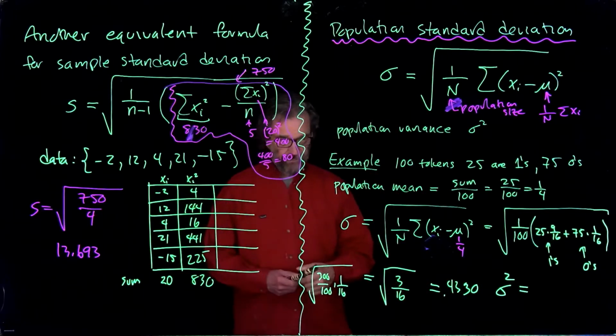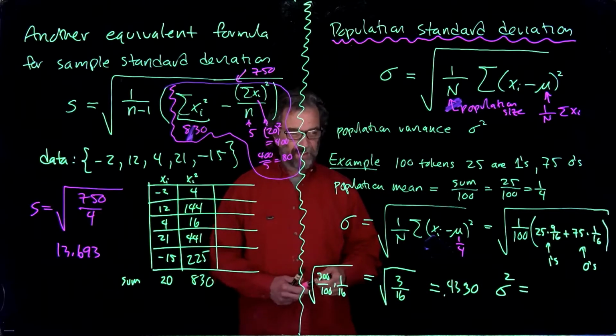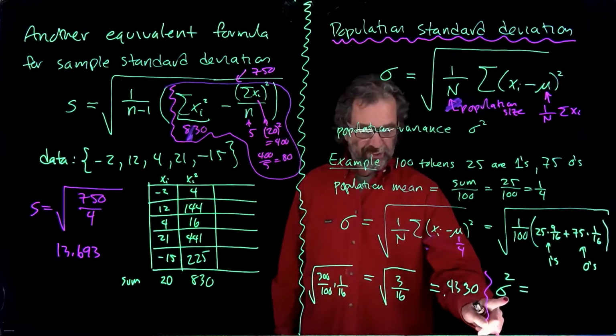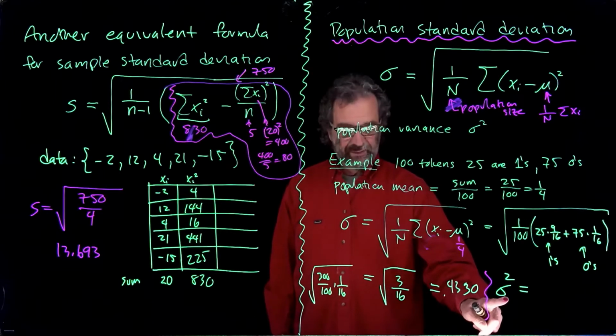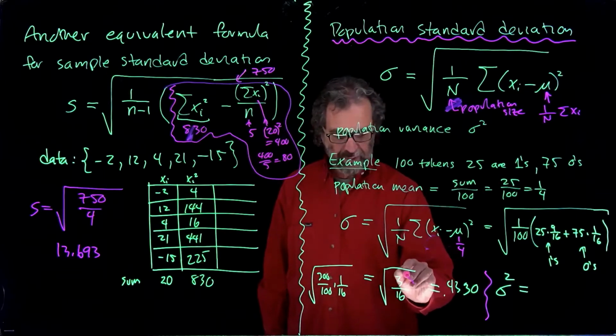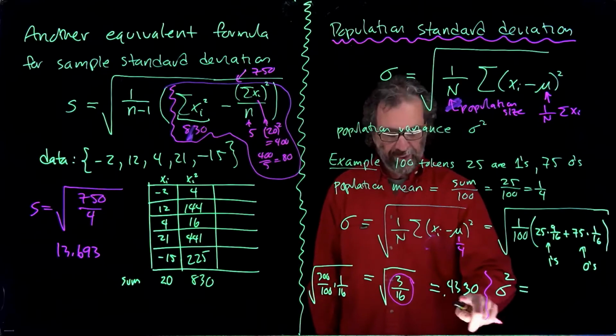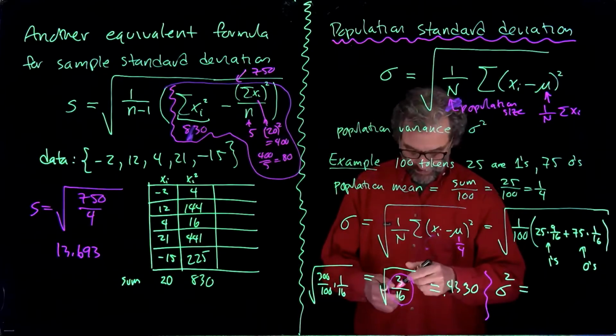And as usual, as we had one other time with a variance calculation, the variance is the square of the standard deviation. So it's this number under the square root sign. You took the square root, you get that. When you square it, you're going to get this back. So that's going to be 3/16.